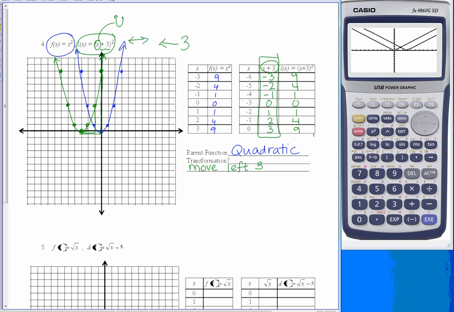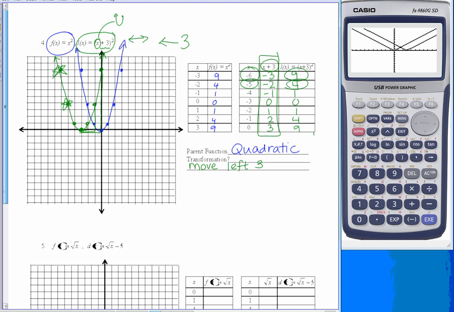And what I have in my table are the coordinates of these points. Negative 6, 9, that was right up here. Negative 5, 4, that one was right here. So I could keep going with these plottings and they would be the coordinates of my points. All right, so don't worry about the tables. We could do more numerically next year if you're not a big fan of them.